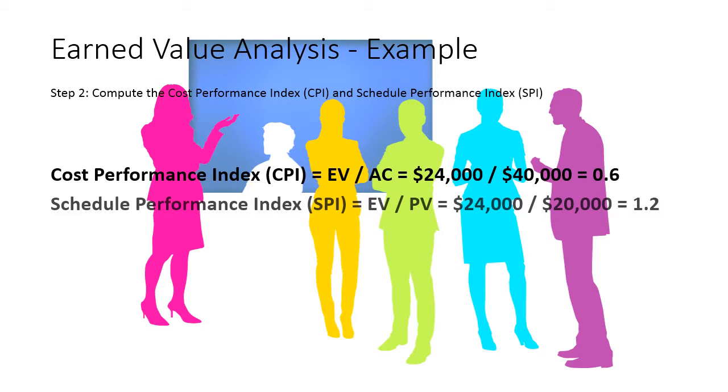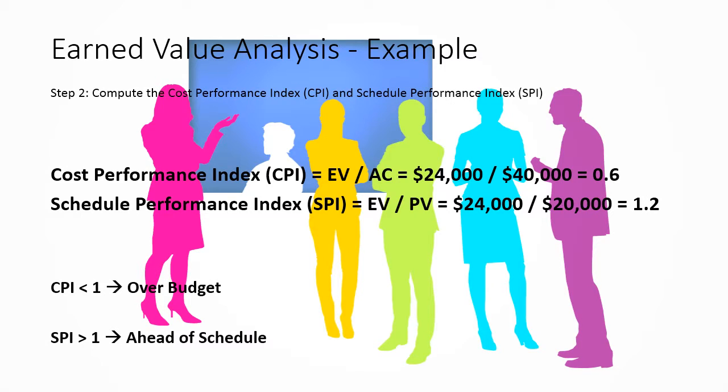The next step is to compute the cost performance index, or CPI, and the schedule performance index, or SPI. To calculate CPI, we must divide EV by AC. We got 0.6 for the cost performance index. For SPI, we must divide EV by PV. We got 1.2 for the schedule performance index.